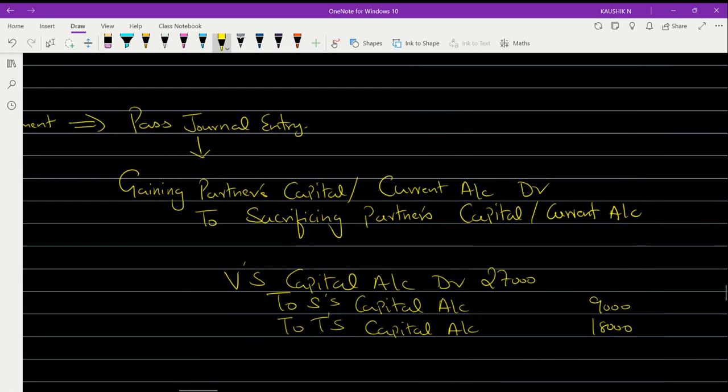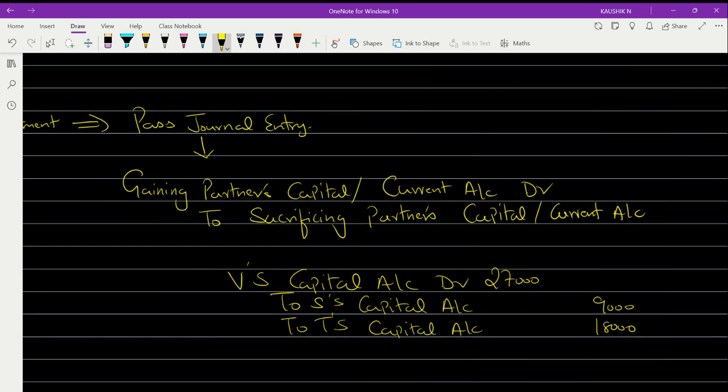Up to this, if you have any doubt, please let me know before we go for the next calculation. Any doubt? Hello, Manav. Any doubt up to this stage?